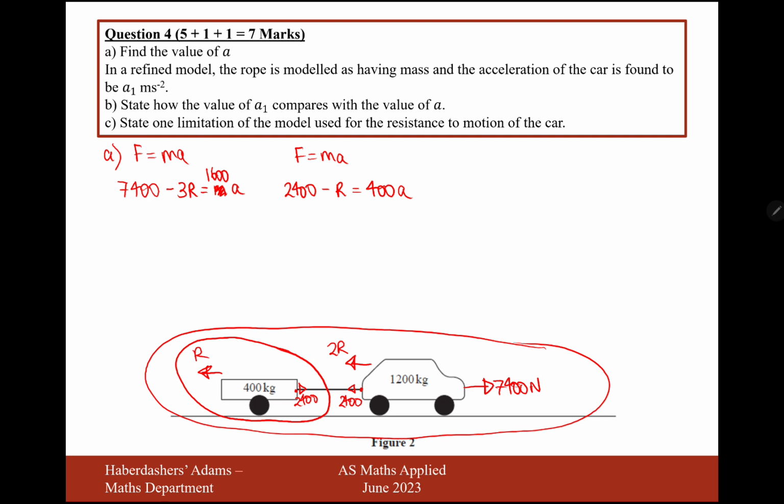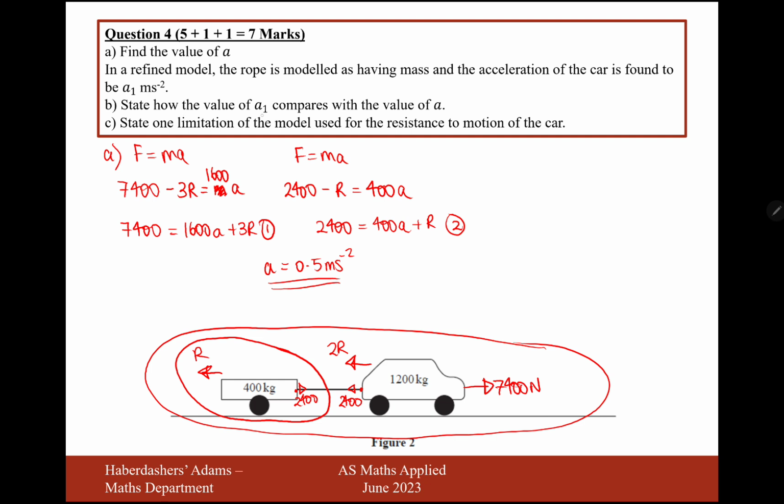Right, okay, so what we're now going to do is rearrange these as simultaneous equations. So 7,400 equals 1,600a, add 3r, and 2,400 equals 400a, add r. These can now be typed into your calculator as simultaneous equations. And when we type these into the simultaneous equations in our calculators, we get a to be 0.5 meters per second squared. Lovely, there we are, that's the answer to part a.